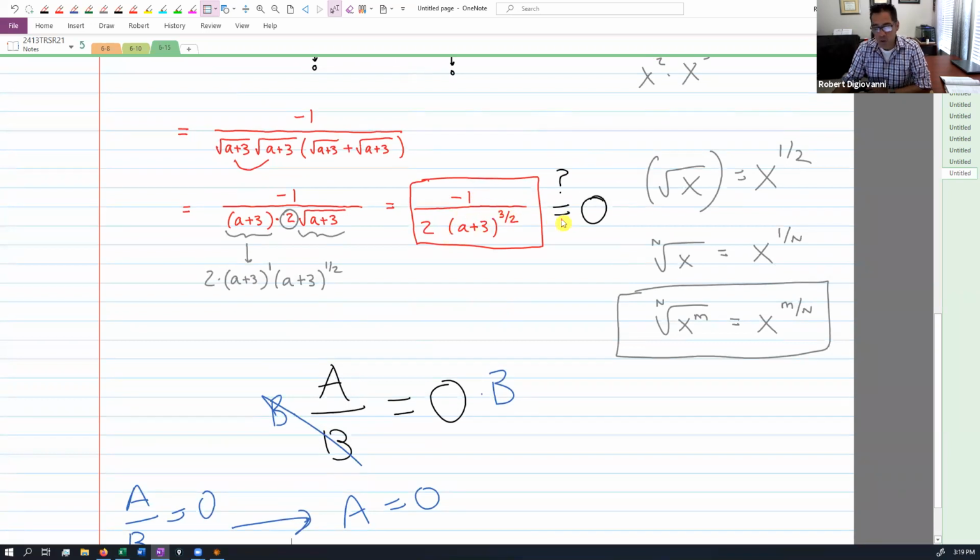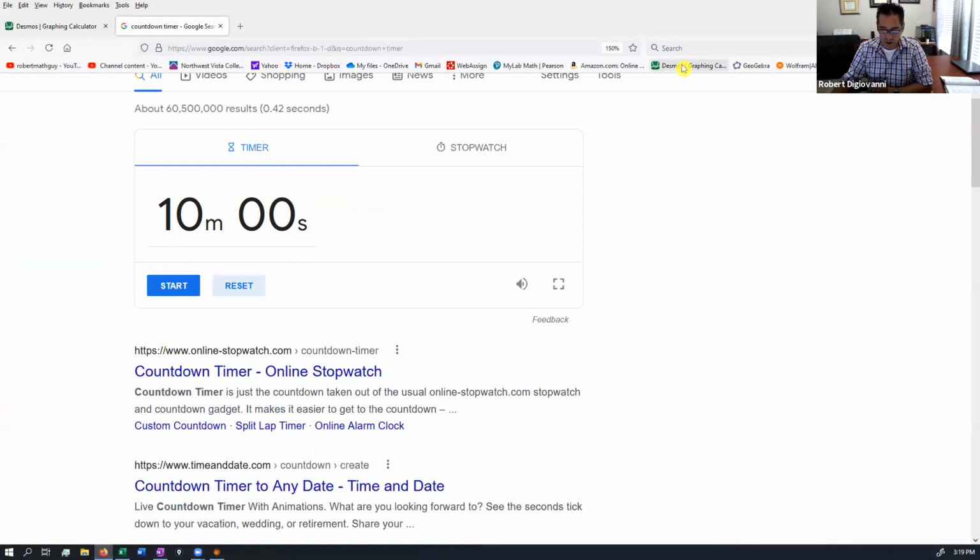Can that ever be 0? Well, only if the top is 0. But the top is -1, and -1 won't ever be 0. So just by looking at the derivative, I already know that if I graph this, you will have no, you know what I'm trying to say, tangent lines.